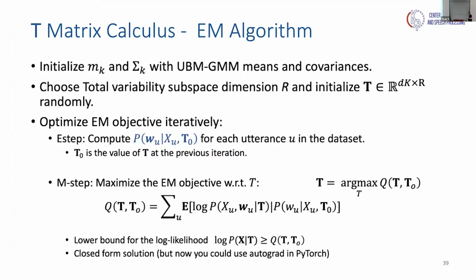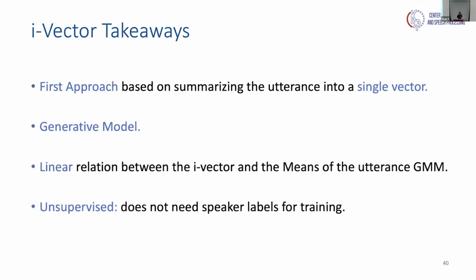But now you could just write the Q formula in PyTorch, and it will calculate the derivatives for you, and you can iterate using gradient descent. But this has a closed form solution, so I'm not going to go much into this.